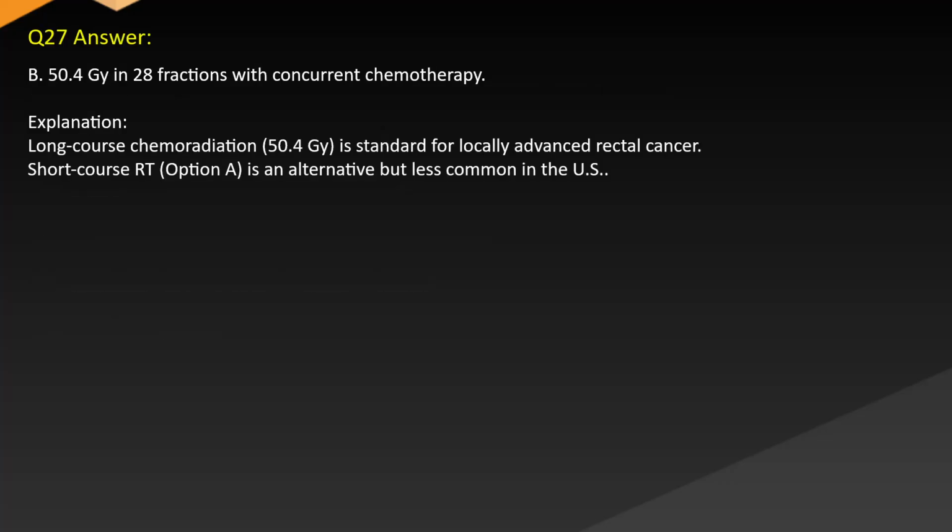Answer. B. 50.4 Gy in 28 fractions with concurrent chemotherapy. Explanation. Long course chemoradiation, 50.4 Gy, is standard for locally advanced rectal cancer. Short course RT, option A, is an alternative but less common in the US.